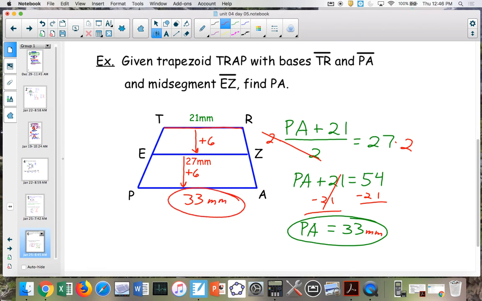Okay, you should be set for kites and trapezoids, and now you can work on the worksheet.